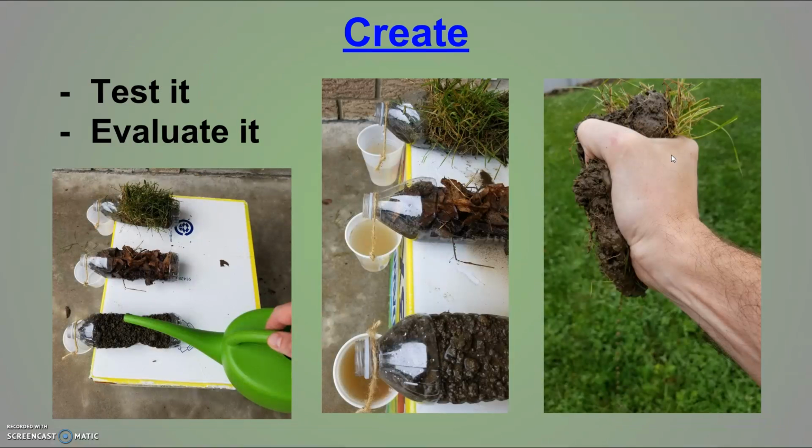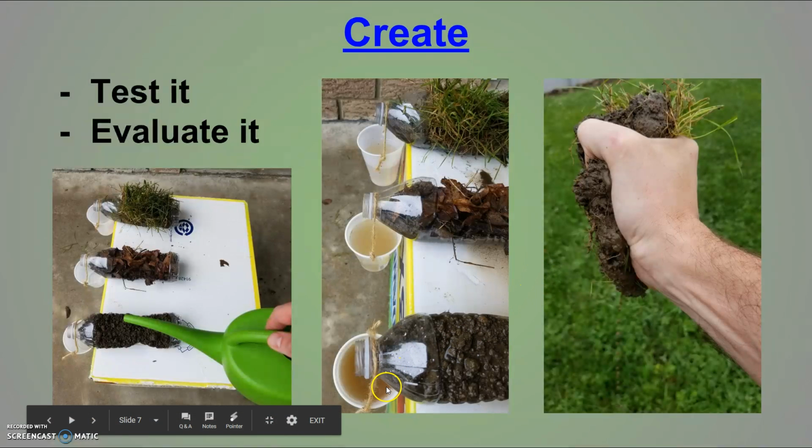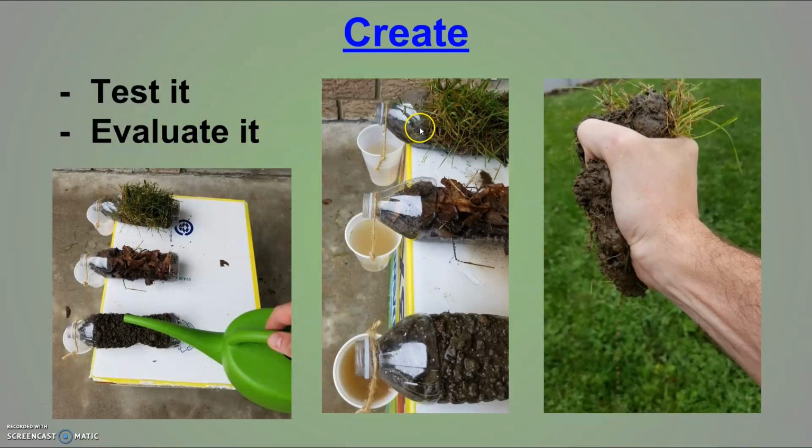And then we conducted our experiment. We did the testing and evaluating, and the results were what we had anticipated. The plain dirt, the water flowed through quite quickly, and the water was quite dirty. The second sample with the mulch, the water was not as dirty, and with the grass test sample, the water was cleaner, and it seemed to take a lot more water to fill the cup.